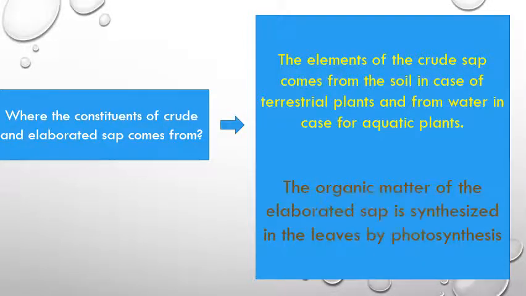As for the elaborated sap, the organic matter of the elaborated sap is synthesized in the leaves by photosynthesis. So, to wrap it up, crude sap comes from the soil in the case of terrestrial plants and from the water in the case of aquatic plants. However, the organic matter of the elaborated sap is synthesized in the leaves by photosynthesis.